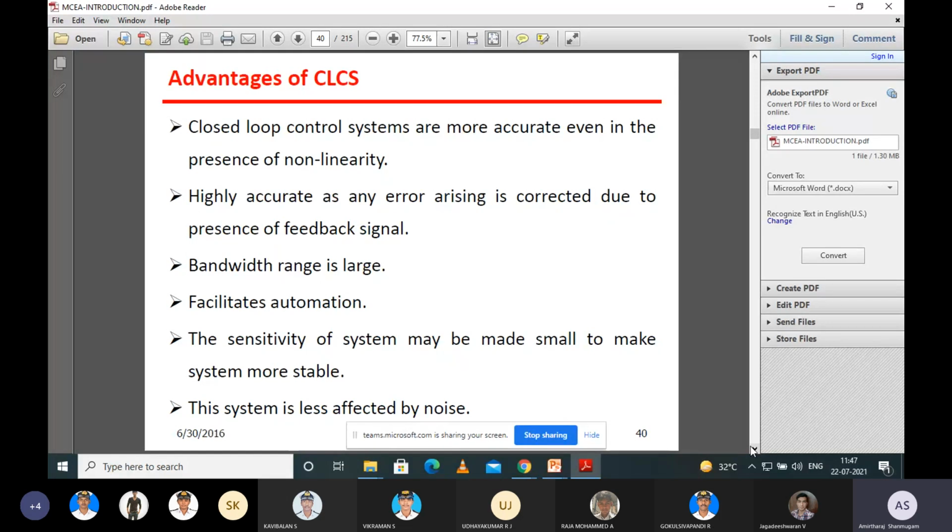And we can adjust the bandwidth also. It facilitates automation. Nowadays, the main important discussion of our topic is to implement automation. In the automation industry, it is automatically controlled by measuring the feedback. The sensitivity of the system may be made small to make the system more stable. The system is less affected by noise.